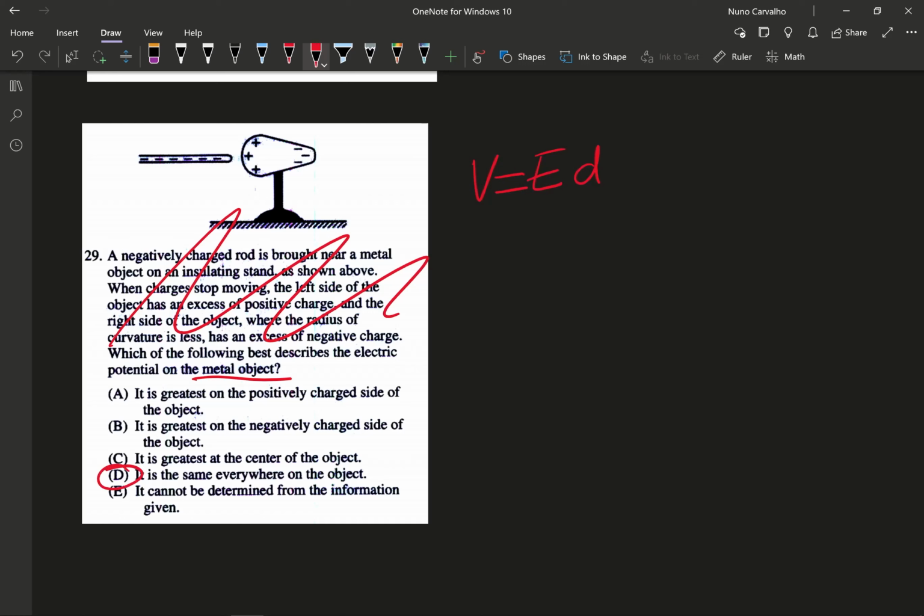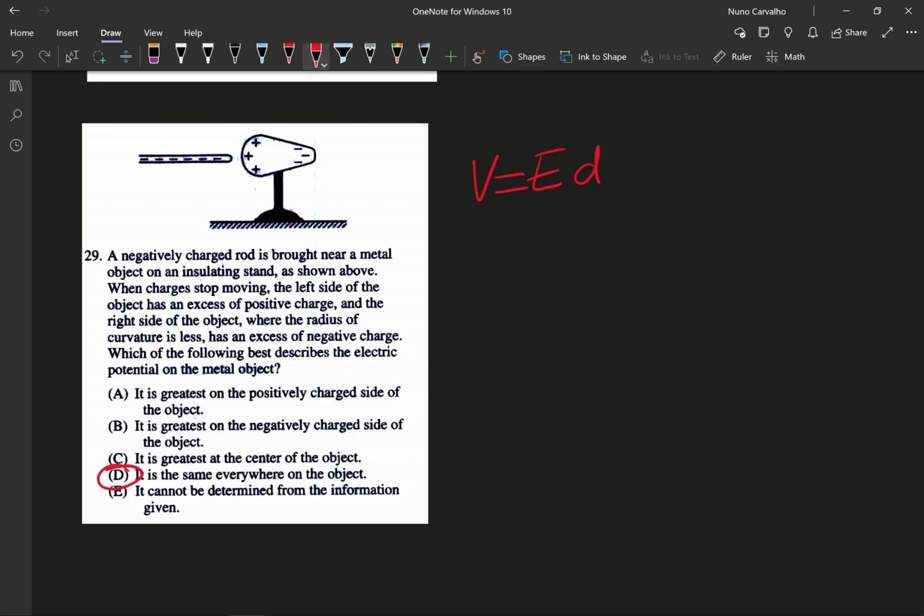Okay, but again, why is this true, and why are all these shenanigans being told about a negative rod? It's there just to trick you. All they have to care about is that a conductor will have an electric field of zero, and so the voltage is the same throughout. Please just memorize this fact. It will get you so many points and also save you a lot of time.